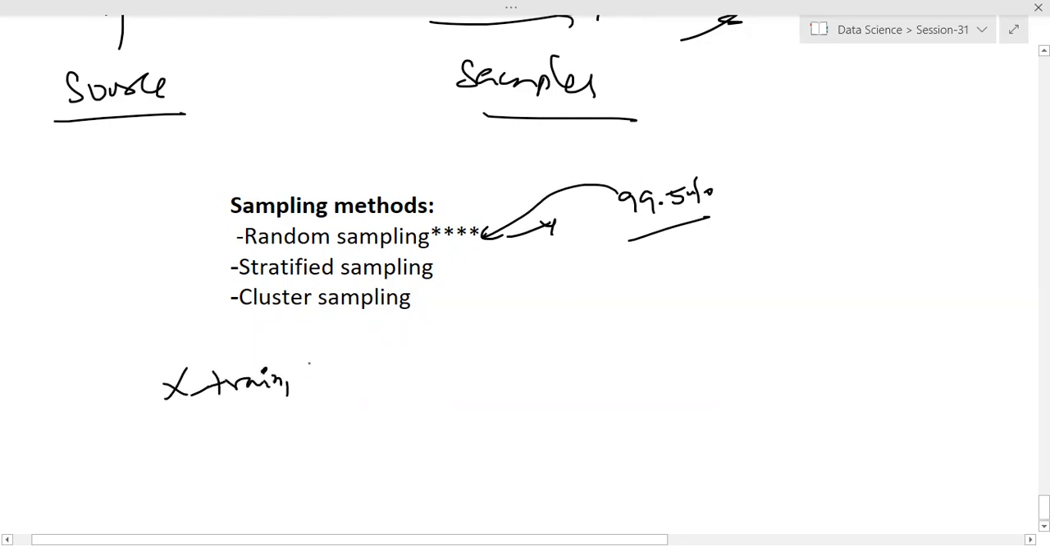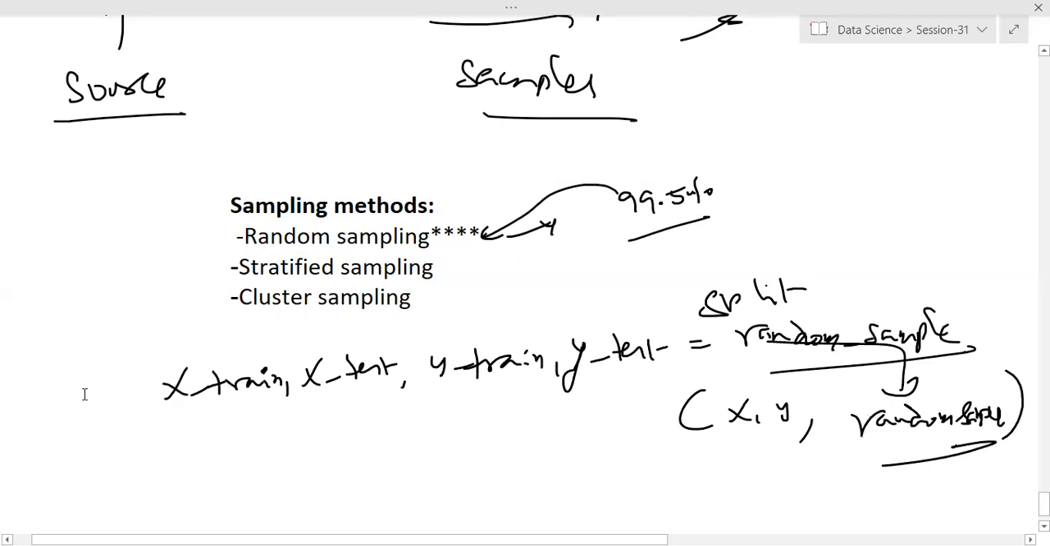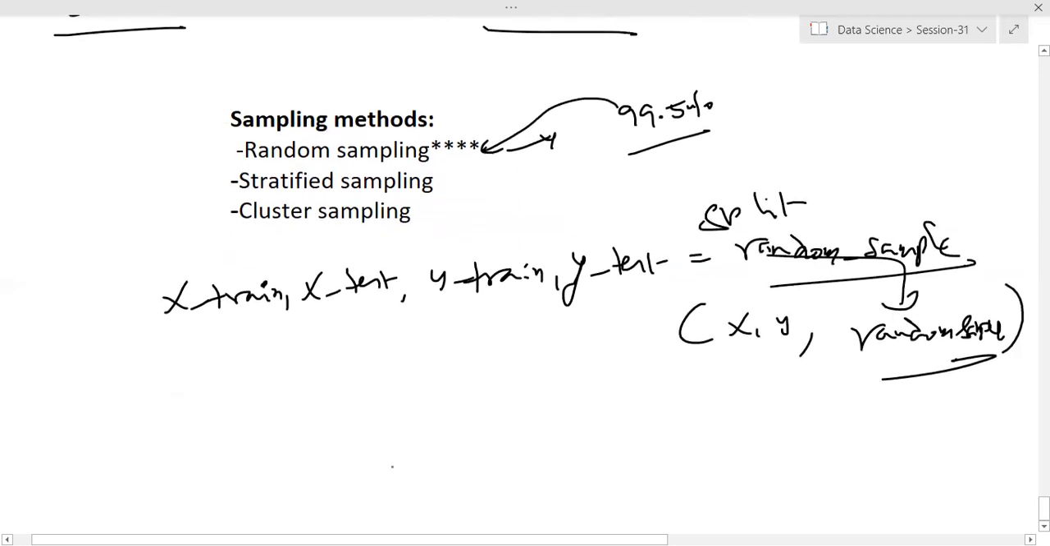X-train, X-test, Y-test, Y-train. Okay. Here we are having one random sample. What this random sample does, friends, is that we are giving the X and Y values to this input split, and we are mentioning the random sample. The type of sampling we are using is the random sample. So here what we are expecting is whatever data I'm having, this particular X and Y. What is the name given to Y in the machine learning context, friends?